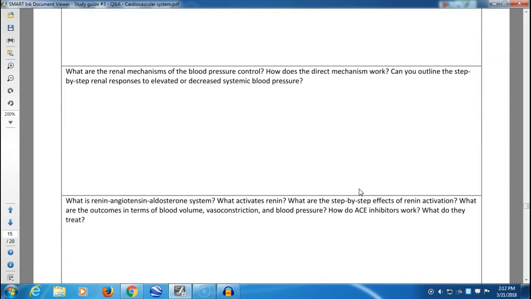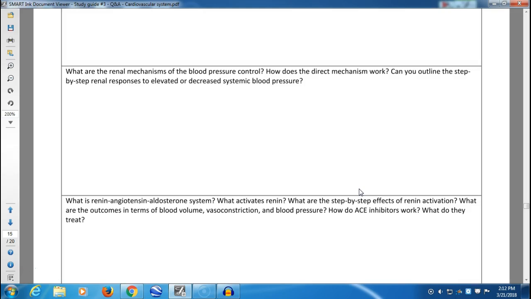Two renal mechanisms of blood pressure control. Direct: blood pressure increases, perfusion of kidneys increases, urine production increases, blood volume decreases. Blood pressure goes down. Opposite, you just flip everything.